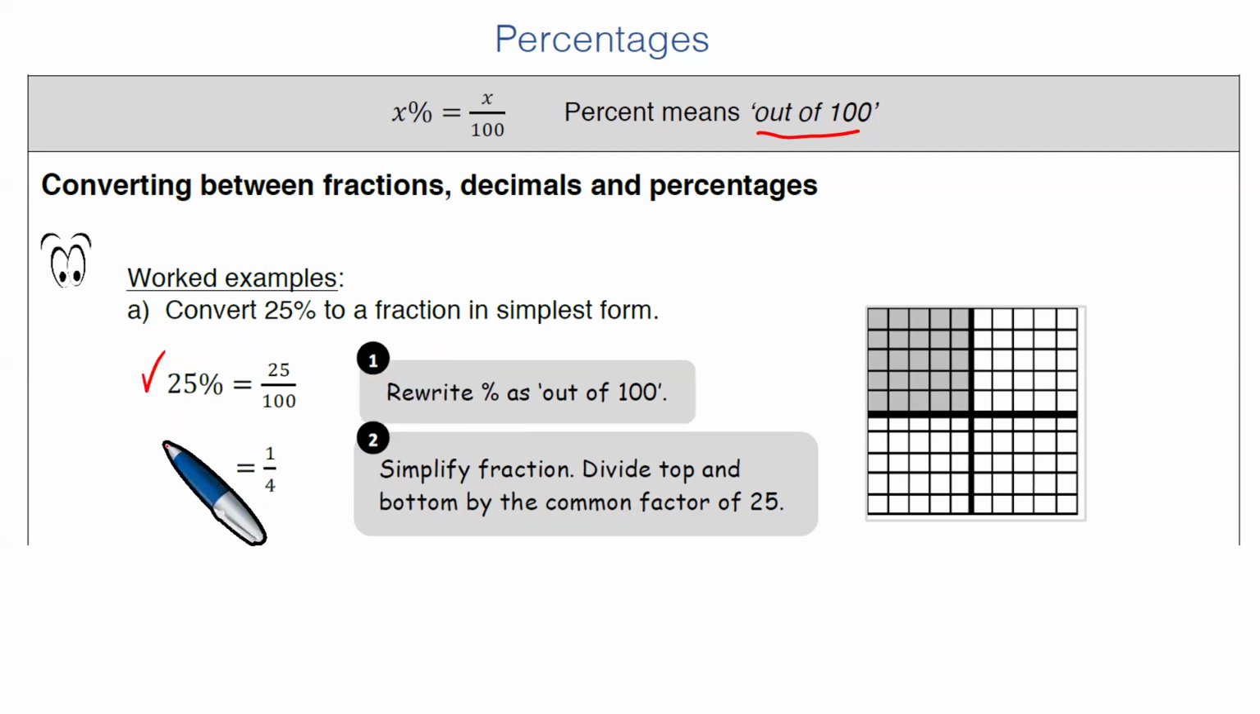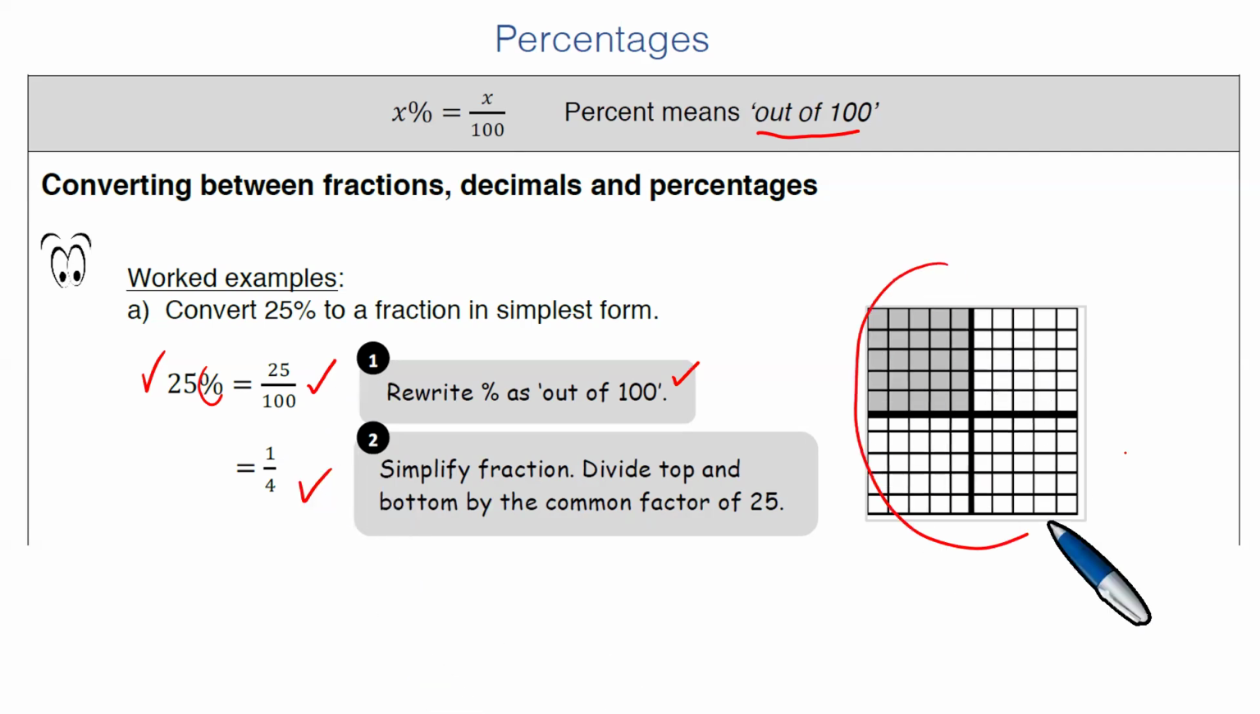Okay, let's convert 25%. 25% means 25 out of 100. So percent means you divide by 100, and then you simplify. To simplify a fraction, divide top and bottom by a common factor. What is the common factor? The common factor is 25. 25 divides into 25, giving us 1. 25 goes into 100 four times. There it is, 1 out of 4, which is 1/4.